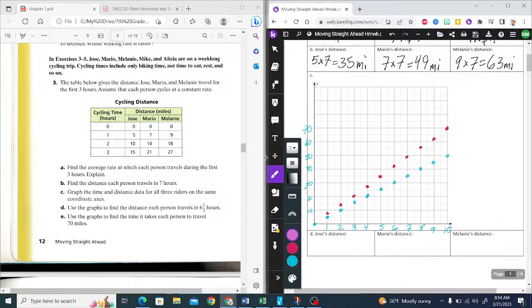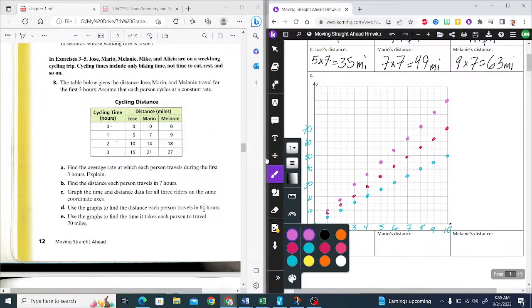So she starts off at 0, 0, but she's at 9, and then she's at 18, and then she's 27, and then 36, and then 45, and then 54, and then 63, and then 72, and then 81, and then 90. So here we have our graphs.